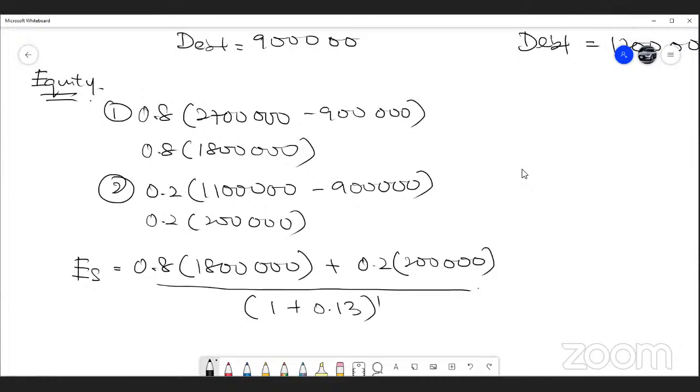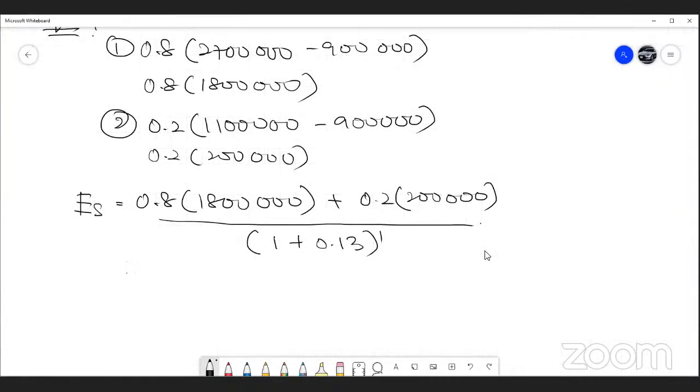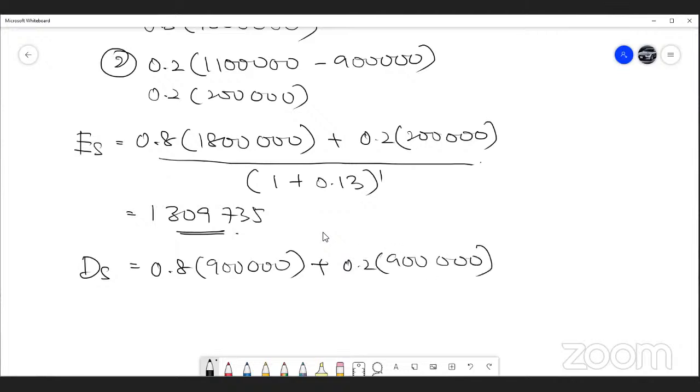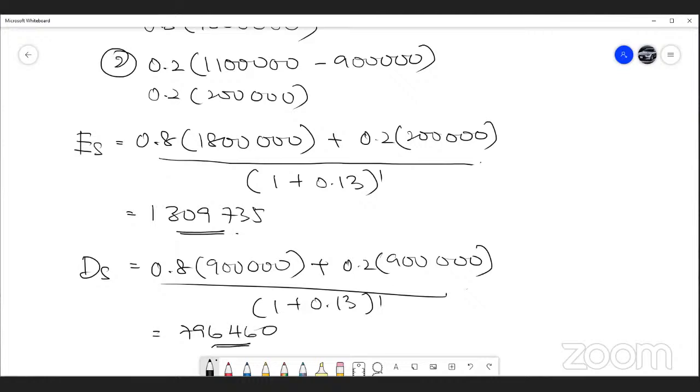The equity of Stenberg is actually 1,309,735. This is their equity. For their debt, it is simple. Debt for Stenberg: 0.8 chance of 900,000 plus 0.2 chance of 900,000. Either way, it's still 900,000. So discounted by 1 plus R power of 1, the debt for Stenberg will be 796,460. This is the equity, this is the debt.